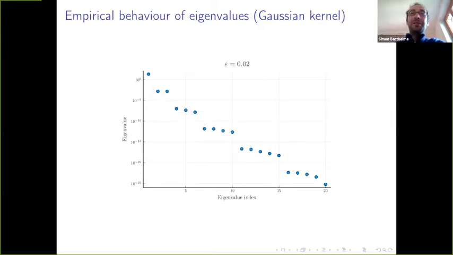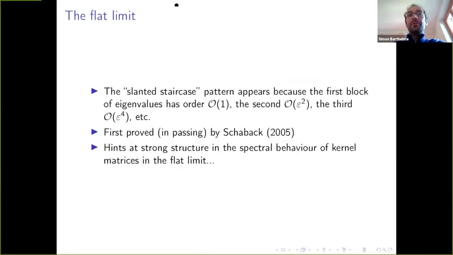So what is it? Well, this was first proved by Shabak in 2005 in passing. He did not think this was particularly noteworthy, but we think it is. There's some kind of slanted staircase pattern that appears, and it appears because the first eigenvalue is of constant order in epsilon. So it doesn't go to 0 as epsilon goes to 0.